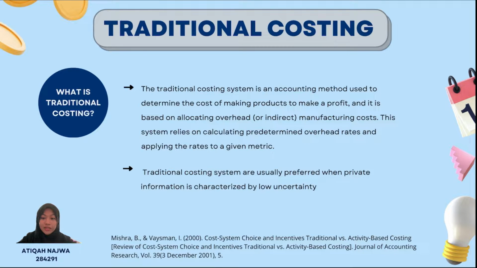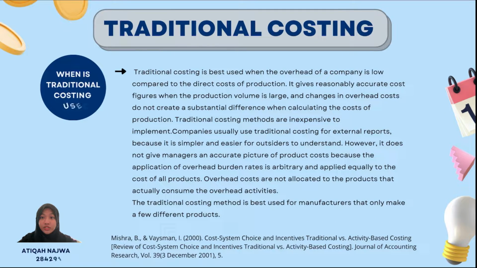Traditional costing systems are usually preferred when private information is characterized by low uncertainty. Next, when is traditional costing used? Based on the Journal of Accounting, Cost System Choice and Incentives: Traditional versus Activity-Based Costing, traditional costing is best used when the overhead of a company is low compared to the direct cost of production. It gives reasonably accurate cost figures when the production volume is large, and changes in overhead costs do not create a substantial difference when calculating the cost of production.